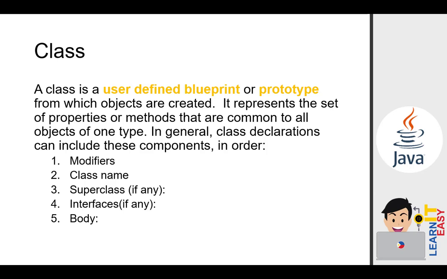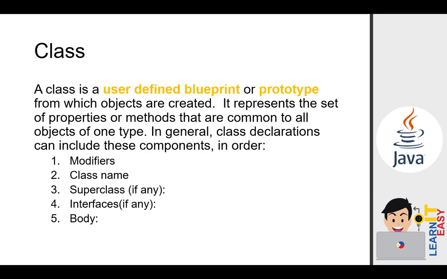In general, class declarations can include these components in order. Number 1, we have modifiers. Number 2, we have the class name. Number 3, we have the superclass, if any. Pag-uusapan natin to kapag umabot na tayo sa inheritance. And then we have number 4, the interfaces, if any also. Hindi pa rin natin gagamitin to hanggat hindi natin dinidiscuss yung interfaces. And lastly, number 5, we have yung body.